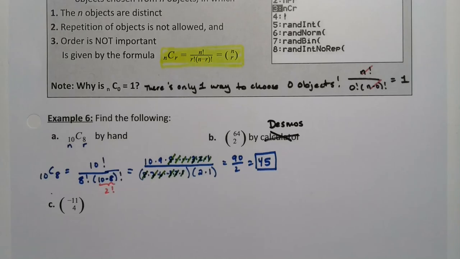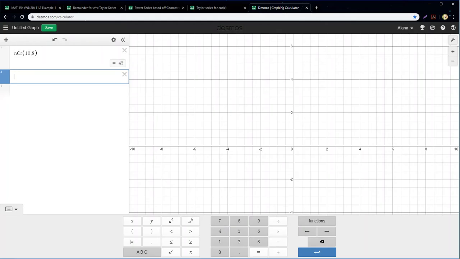Let's do 64 take 2. So I'll use Desmos to do that. So I'll just do nCr. There we go. So if you just type n capital C r, it knows what you want. And I want 64, comma 2. Oops, not 21, 2. And it tells me that it's 2016. Lovely.